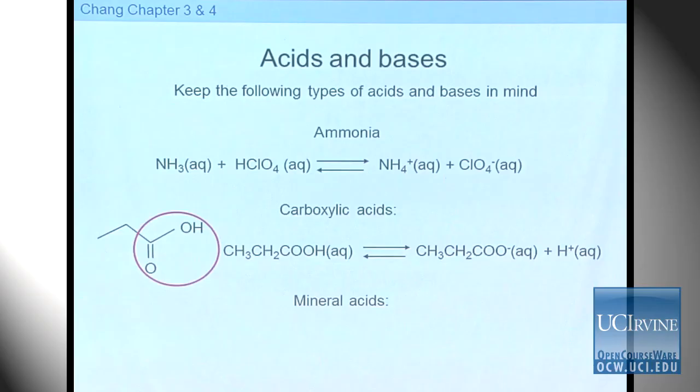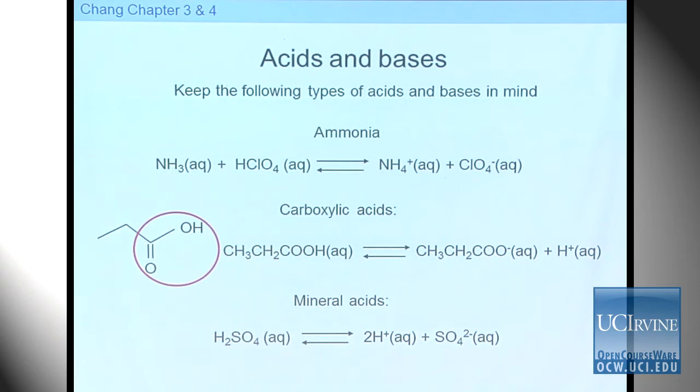Mineral acids, like sulfuric acid, okay? We've seen it before. Sulfuric acid is a funny acid because it has two hydrogens. The first hydrogen splits off very efficiently. The second one can also split off. So what you have in the end then is two hydrogens plus sulfate. But the last step is actually not a strong acid.